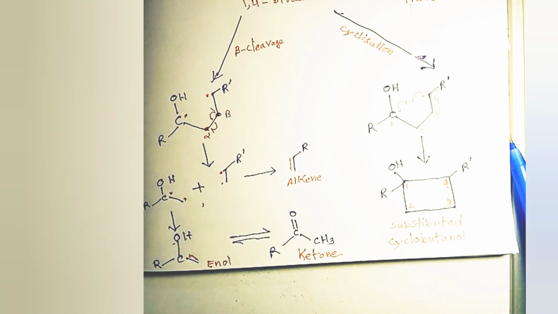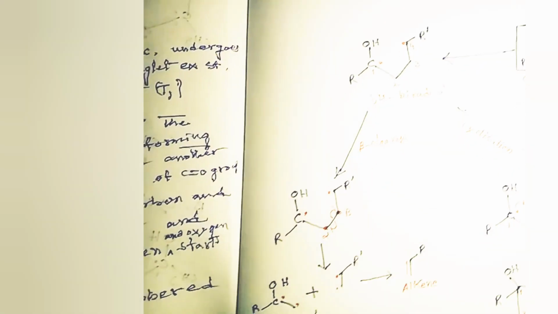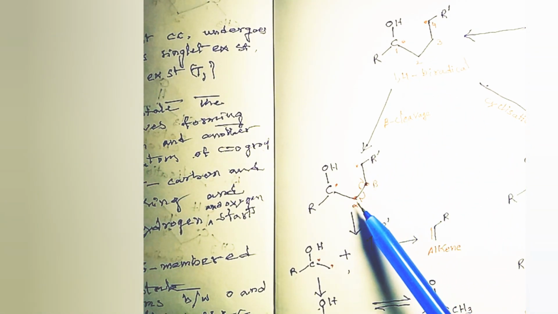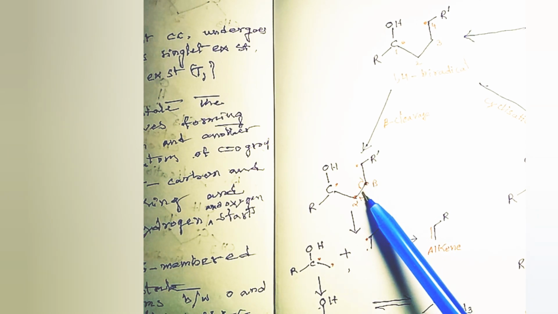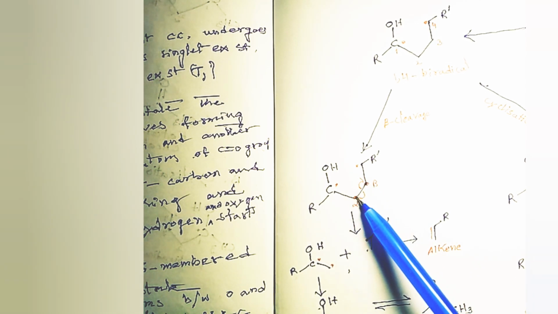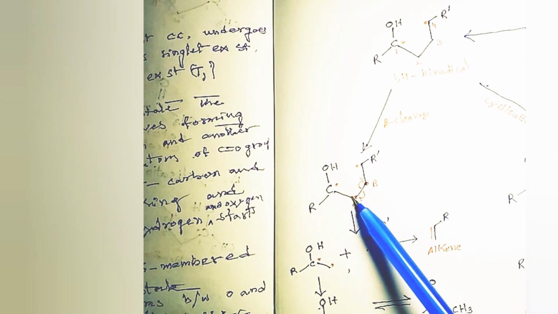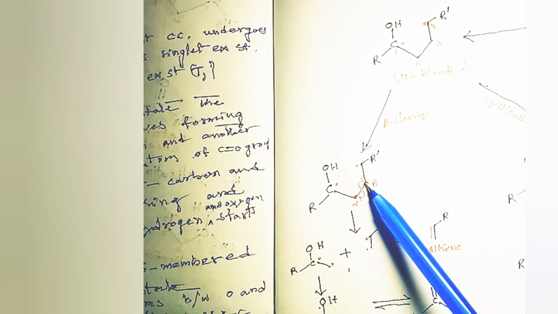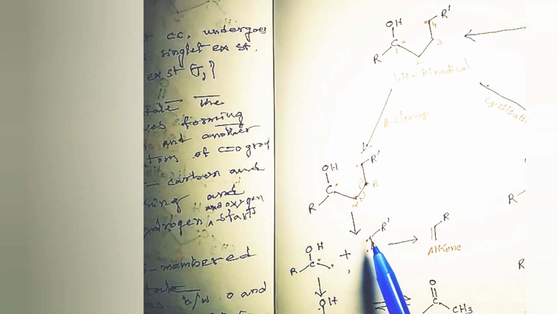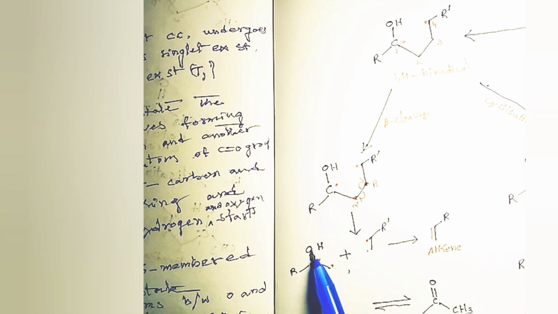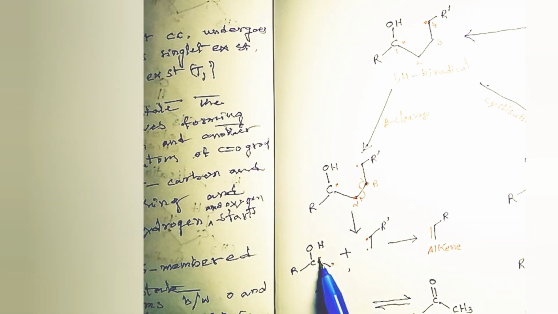Now let's see what happens in beta cleavage. The beta bond, that is the bond between alpha carbon and beta carbon, may cleave homolytically to form two radicals: one radical on the alpha carbon, one radical on the beta carbon. As a result of which we will get OH, R, C single bond, one radical here and one radical on the carbon.